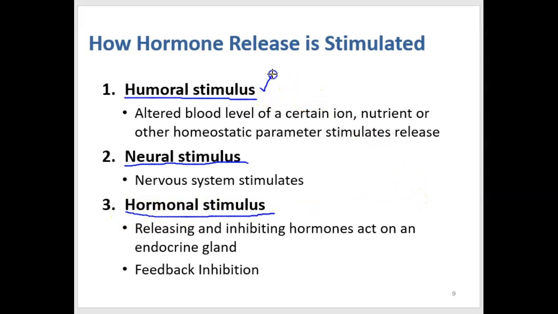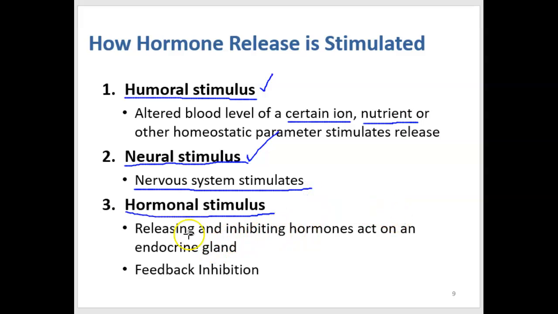So as an example for a humoral stimulus, maybe there's an altered level of a certain ion or nutrient like glucose that will stimulate an endocrine gland to release a hormone. A neural stimulus would be that a neuron would innervate a gland, and the neuron conducts an impulse and the gland responds by making a hormone.